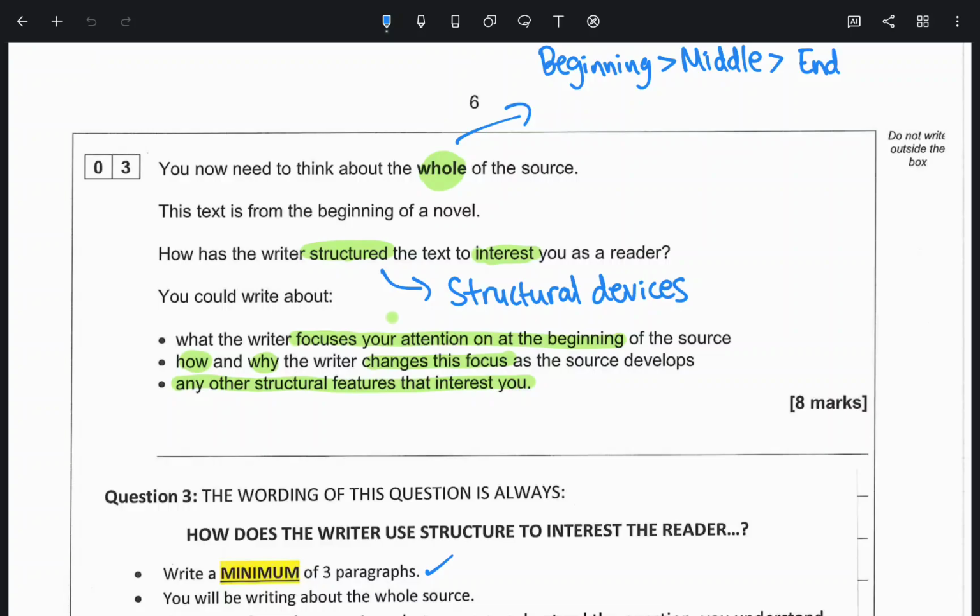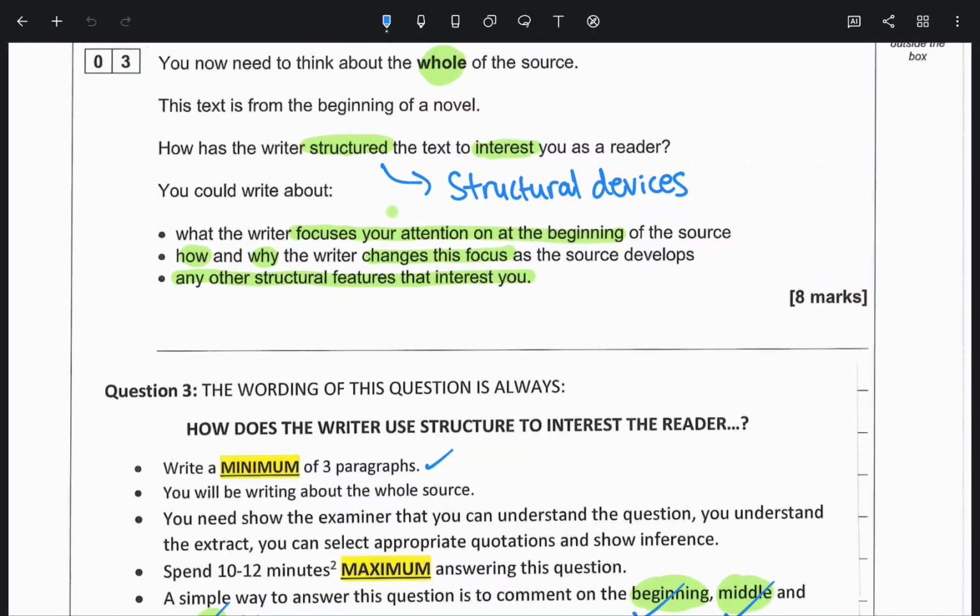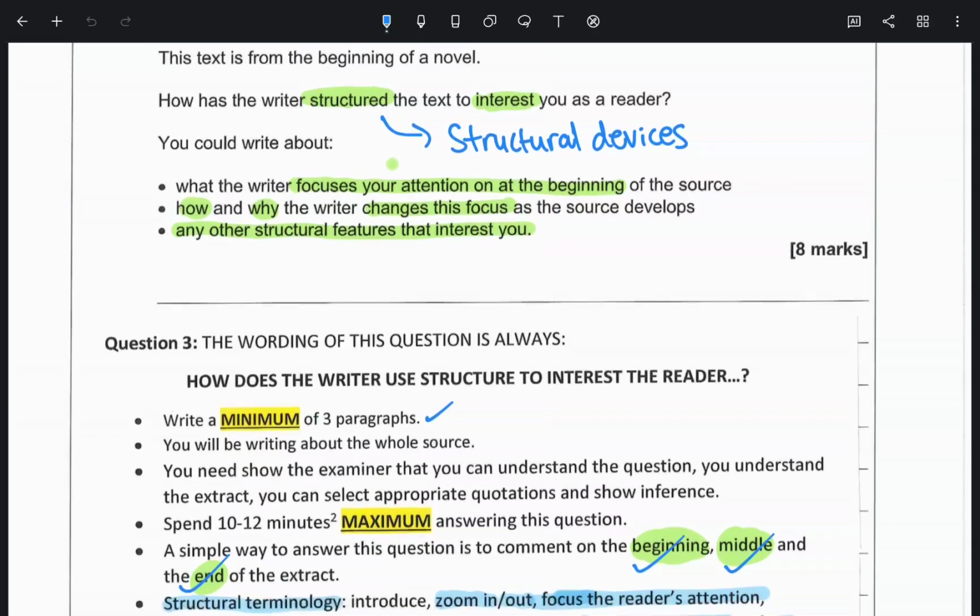Now, what you've noticed here is the word in bold is "whole". So you are expected to cover the entire text: the beginning, middle, and end. That doesn't mean every single line, but the key phrases and key quotes from the beginning to the middle to the end. Now, what do they mean by structure? It is how the text is organized, what structural devices the writer has used, and how and why the writer changes its focus as the source develops. If you look at the bullet points provided, they are there for a reason. They are there for guidance, so make sure you pay attention and follow them accordingly.